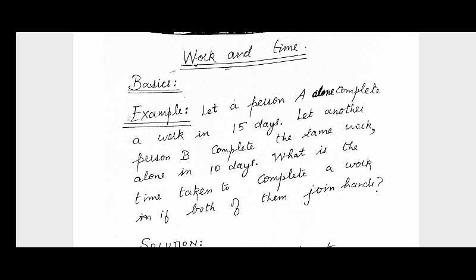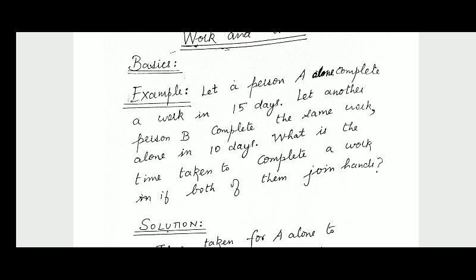Today, we are going to touch upon the topic of work and time. In fact, we are going to see some of the basics of work and time. Let us consider an example. Let a person A alone complete a work in 15 days. Let another person B alone complete the same work in 10 days. These they are supposed to do when they are doing it alone. Now, what is the time taken to complete the work when both of them join hands?